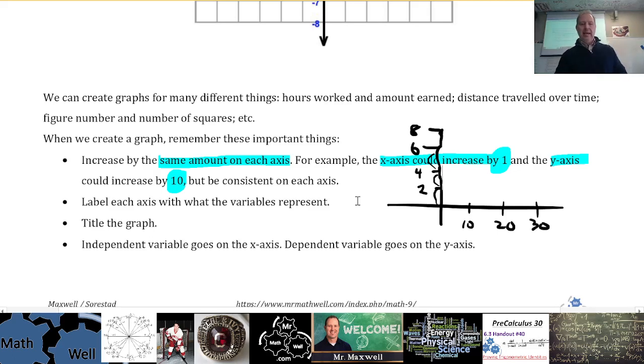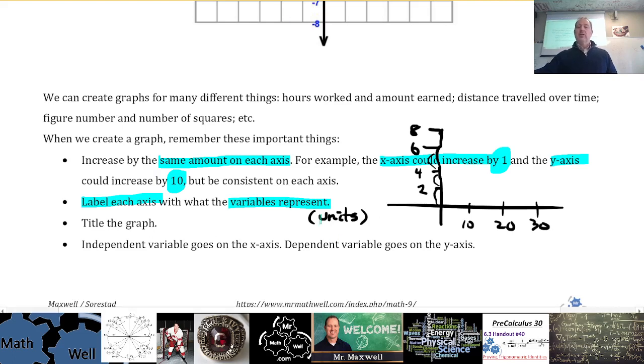All right, label each axis with what the variables represent. We talked about this the other day, didn't we? Last lesson. You also want to title the graph. So let's label each axis, all the axes, with the variables. And I would also say you should have units in brackets as well, all right? Not on these notes, but add them to the notes, please.